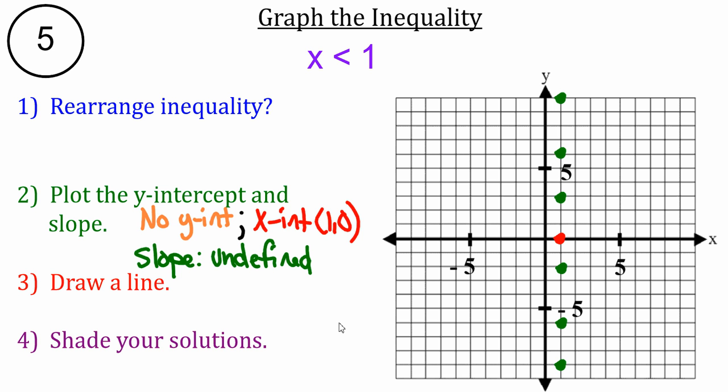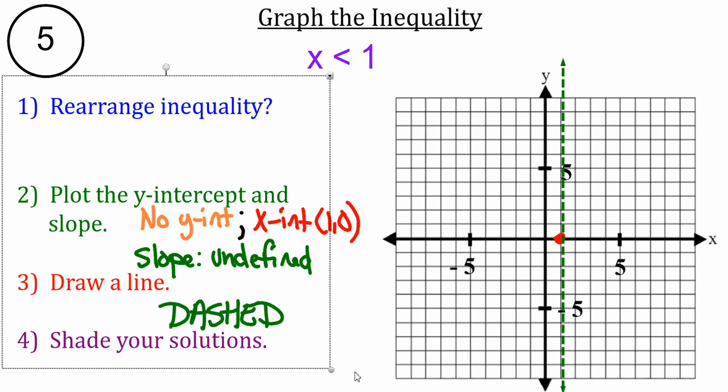Now, how are we going to draw the line? Look at the inequality symbol. It says it's less than. So since there's no equal to, we know that these boundary points cannot be part of our solution set, so we're going to have a dashed line.